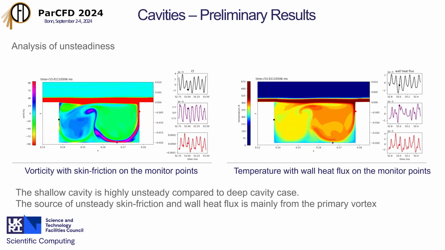So this is what some of the flow looks like, looking at vorticity and skin friction, and the temperature with the wall heat flux on the monitor points, and you can see this oscillatory behavior going on here. It's really quite unsteady, whereas the deep cavity is often quite a nice, well behaved sort of flow.